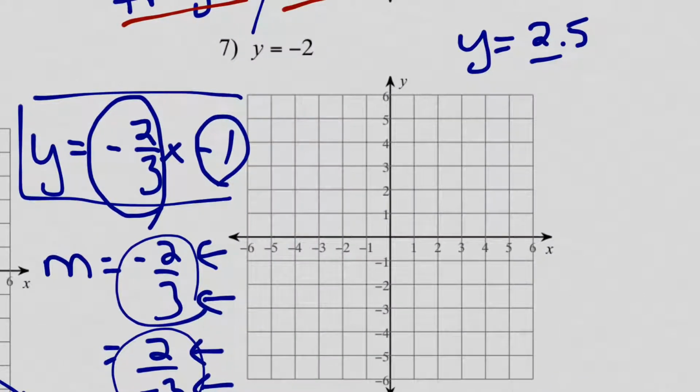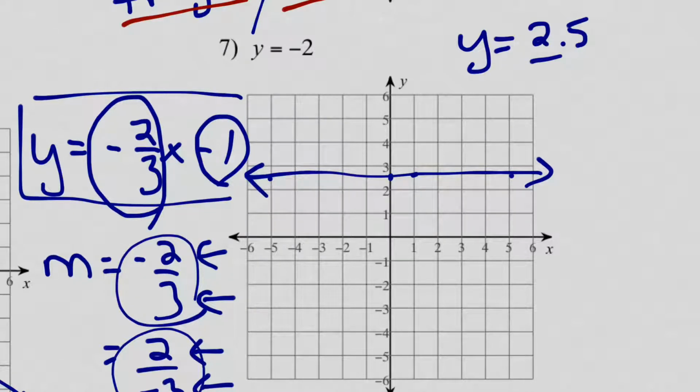So what that means is, okay, there's y at 2.5. If x is 1, there's y at 2.5. If x is over here, y is still 2.5, and so on. And what we end up with is a horizontal line at y equals 2.5. And that's what our graph should look like.